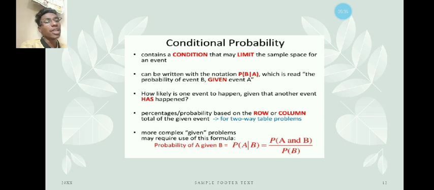For a two-way table problem, the percentage probability is based on the row or column total of the given event. More complex problems may require a formula. The formula is: probability of A given B equals P of A and B divided by P of B. This is the formula of conditional probability.